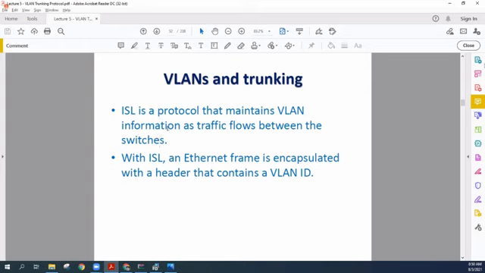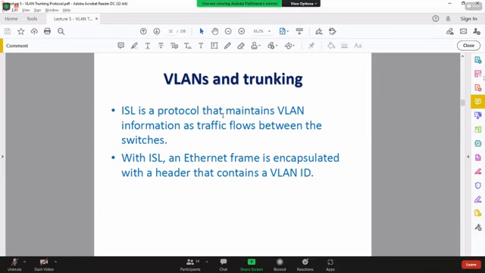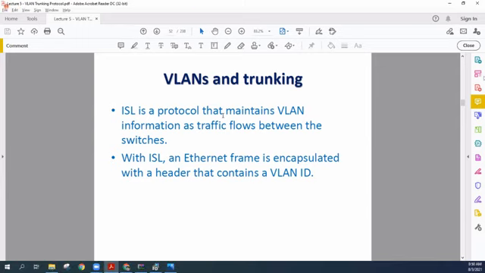Right? So it is obvious the ISL protocol, or whatever protocol, should have some understanding about the VLAN information. VLAN information is maintained based on the traffic that is currently in use. I think the unlearning also happens similar to the MAC address tables. After some time, something will be unlearned.